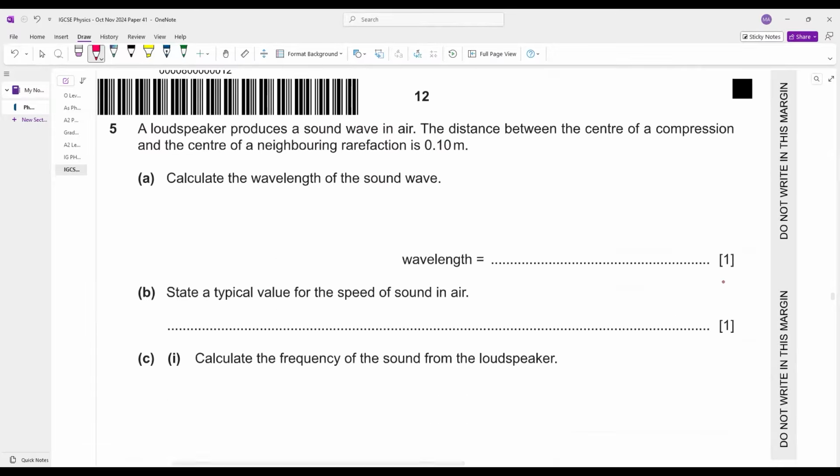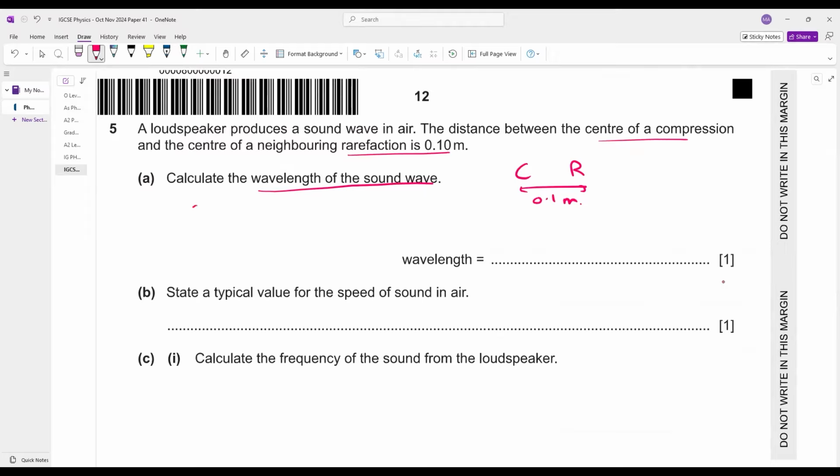A loudspeaker produces a sound wave in air. The distance between the center of a compression to the center of a neighboring rarefaction is 0.1 meters. Compression से लेकर rarefaction तक distance हमारा क्या है? 0.1 meters. Okay. Calculate the wavelength of the sound wave.